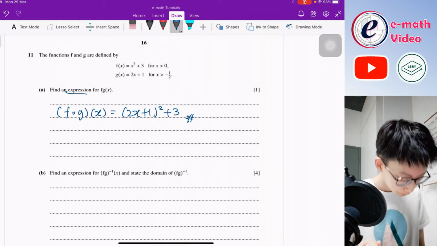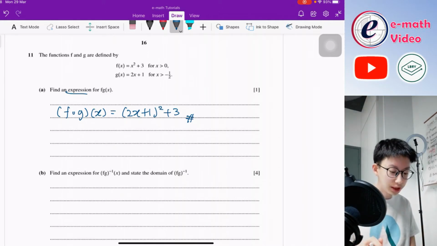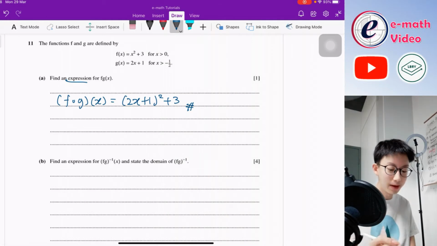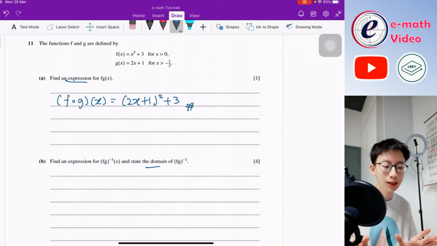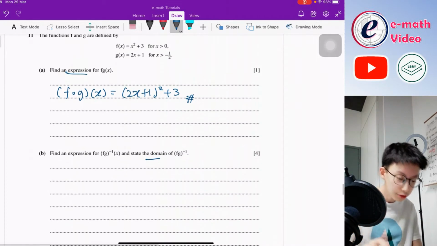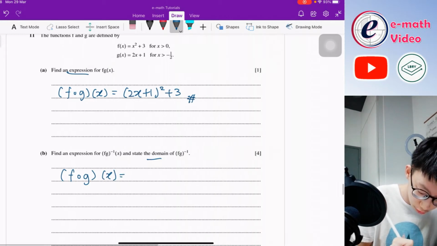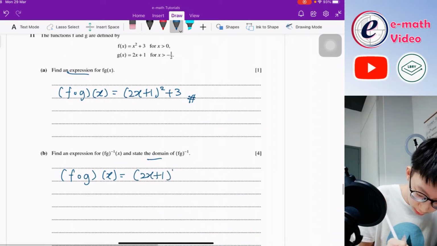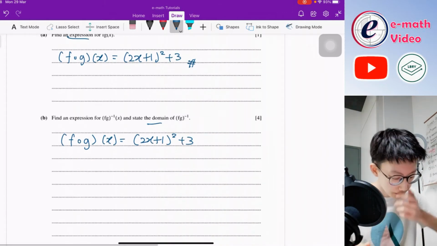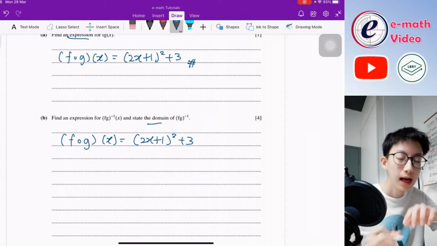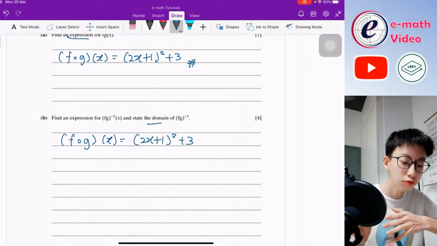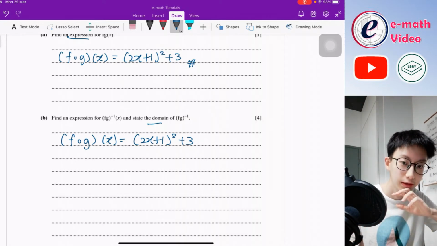1 mark only. Then find an expression of fg inverse x and state the domain. You see? State the domain of fg inverse x. That's why I said for functions, your domain is very important, because we are living in the real world. We need to make sure that everything is real and exists. So now you already have your fgx equals (2x + 1) squared plus 3.